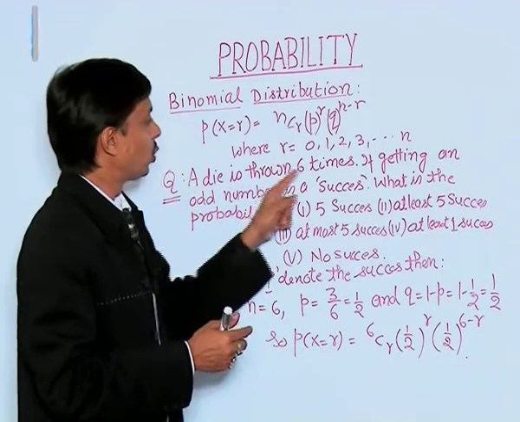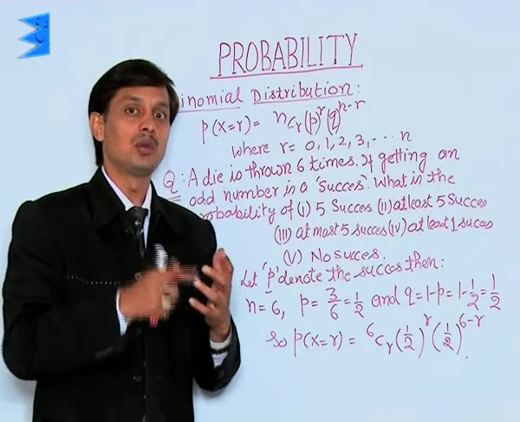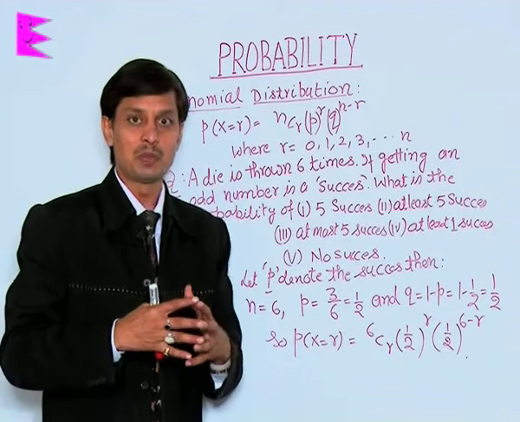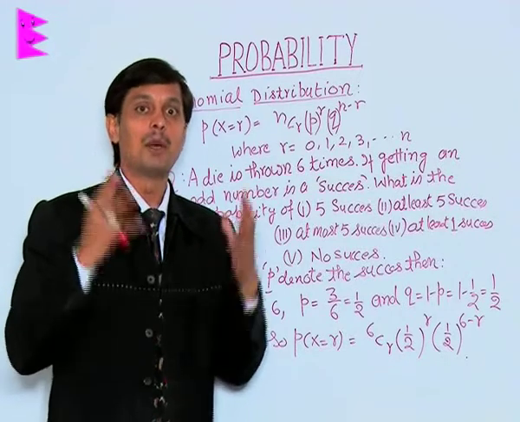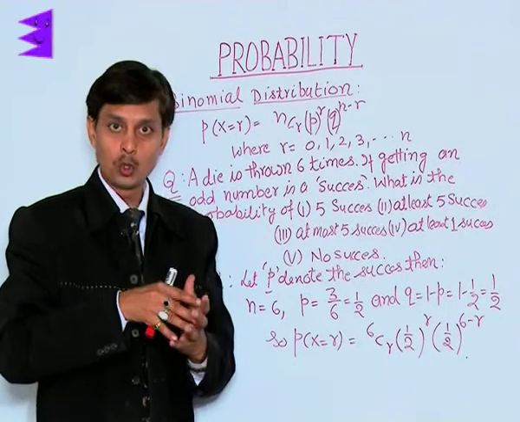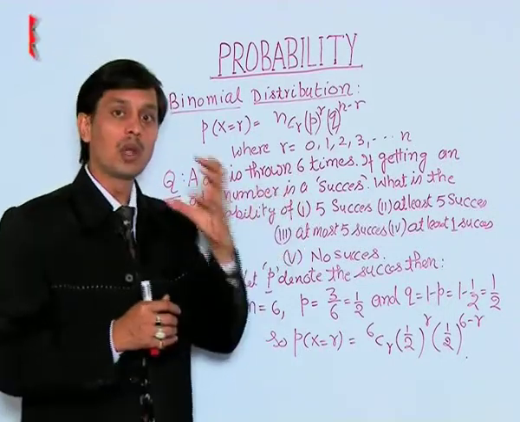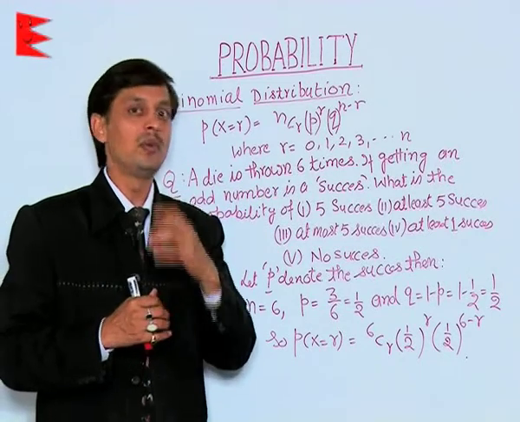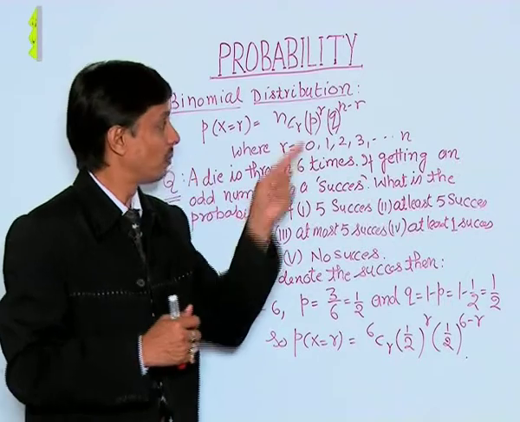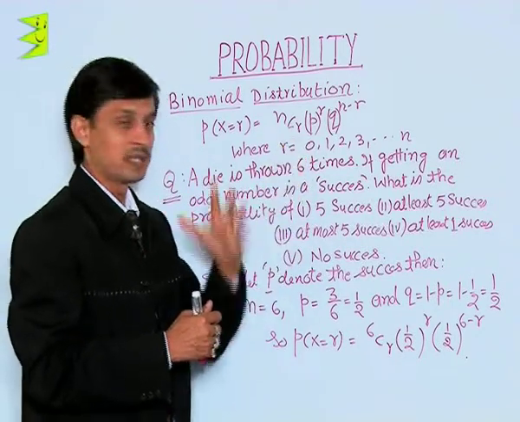A die is thrown 6 times. A die is thrown 6 times, that is 6 into 6 into 6 into 6 into 6 into 6. So, the total number of the sample space will be 6 to the power 6, a big, large number. Here we will use the binomial distribution. And this 6 is the total number of trials. That's why we say n is 6. n is the total number of trials in this formula of the binomial distribution. So, the answer of n is 6.